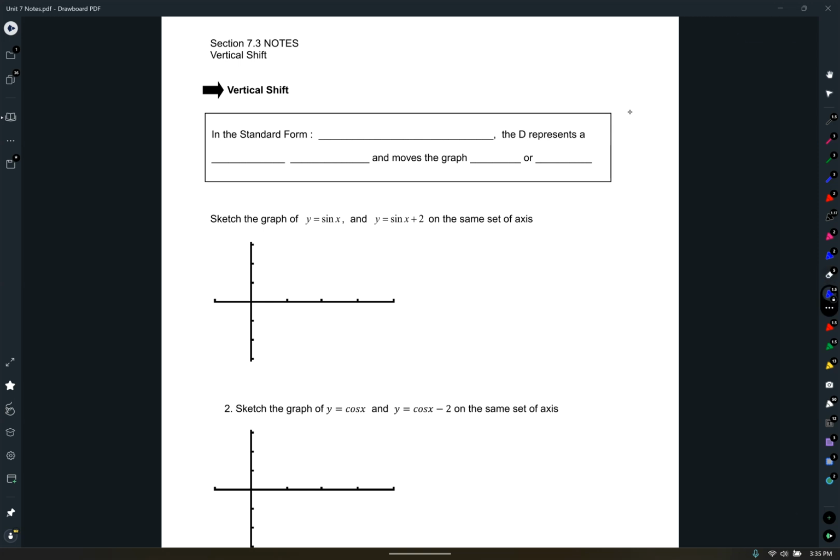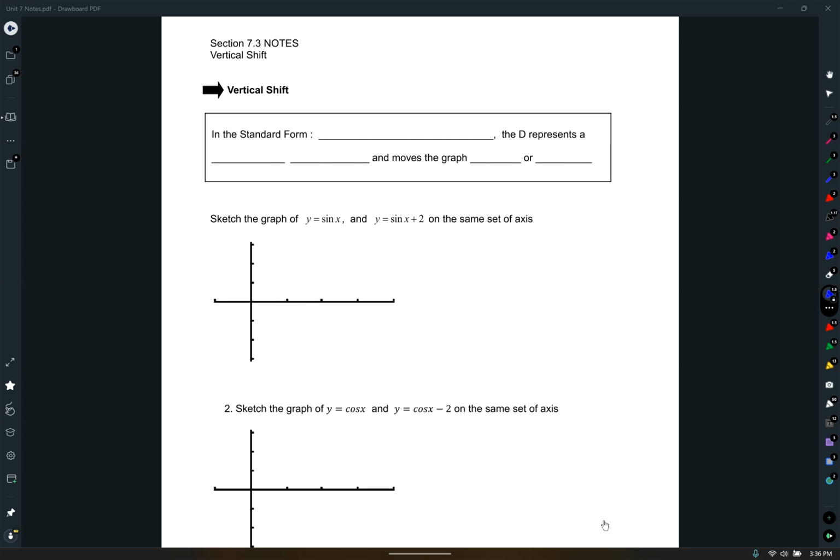So this is section 7.3 in pre-calculus. We're going to continue on with the sine and cosine graphing. So we've learned the basic graph of sine and cosine. We've learned what the A number out in front, the amplitude, does. Remember, it stretches it vertically. And so we're going to continue on and look at some of the other letters.